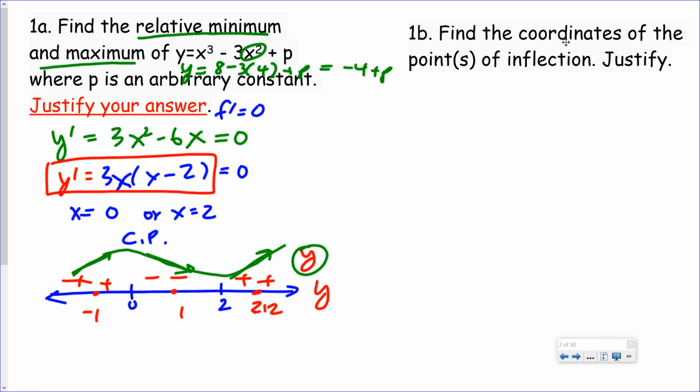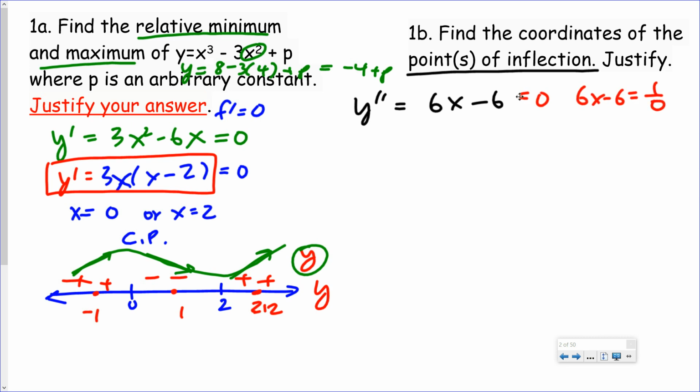All right. Let's look at: find the coordinates of the points of inflection and justify. So here we go. Guys, keyword, point of inflection. Which derivative do I need? Second. All right, let's take the second derivative, y double prime. That's going to be 6x minus 6. I'm going to set that equal to 0, and set that equal to DNE. On the DNE side, I'll get no critical points because it's not a fraction. On this side, I'm going to get x equals 1.